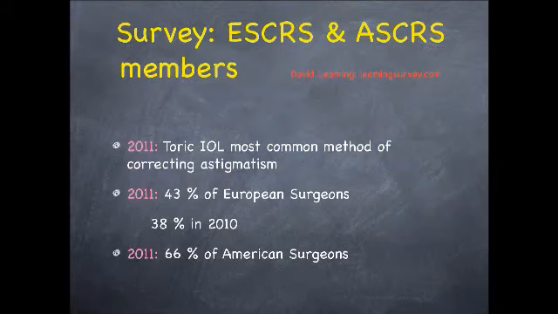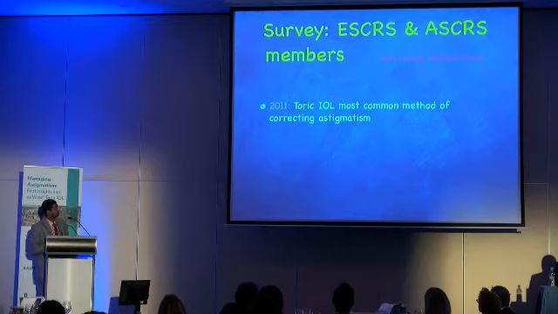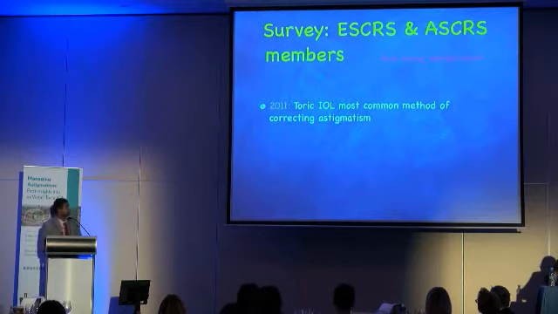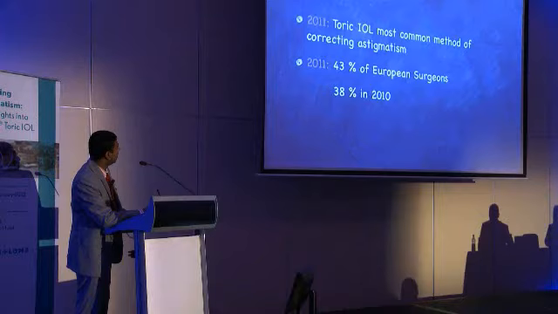David Leming is an ophthalmologist in California who does a survey every year of the members attending the ASCRS. In the 2011 survey, toric IOL had become the most common method for correcting astigmatism, although other methods are available, like limbal relaxing incisions or steep meridian opposite clear corneal incisions.